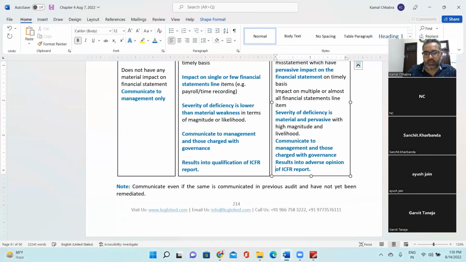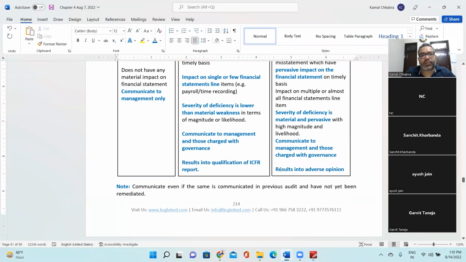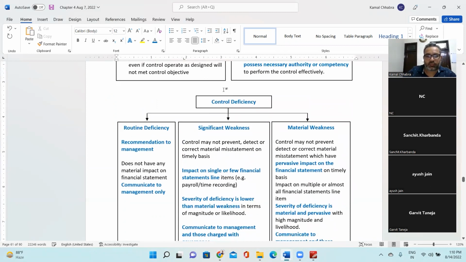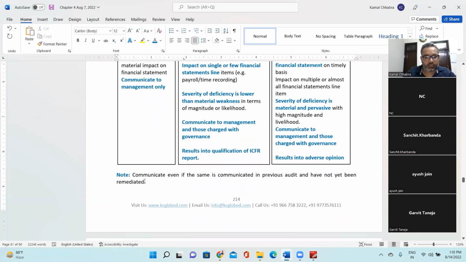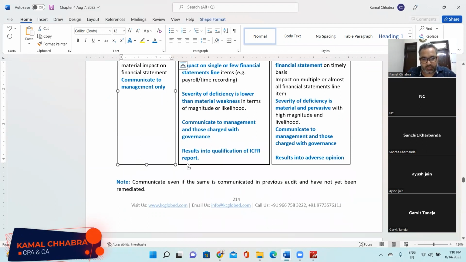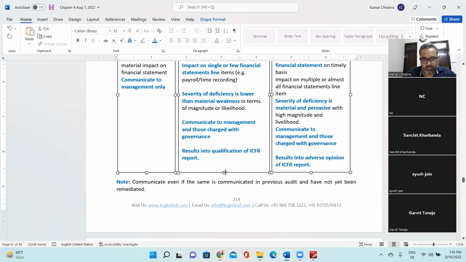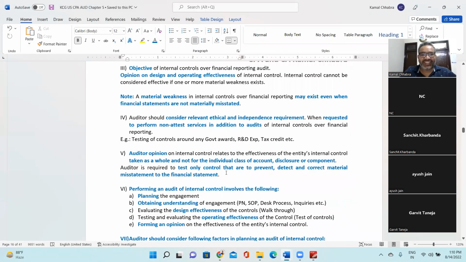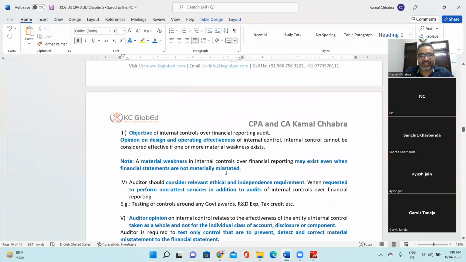Right, so this results into adverse opinion, and this will result into qualification. One second. Good point. Thanks, Nimisha. Good. Got it.